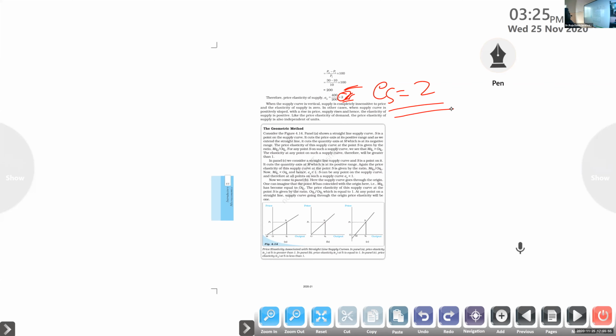When the supply curve is vertical, supply is completely insensitive to the price and the elasticity of supply is 0. In other cases, when the supply curve is positively sloped, with a rise in price, supply rises and hence the elasticity of supply is positive. Price increased, so supply also increased. So it's a positive elasticity.